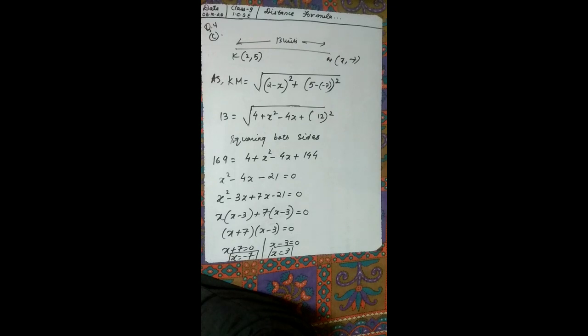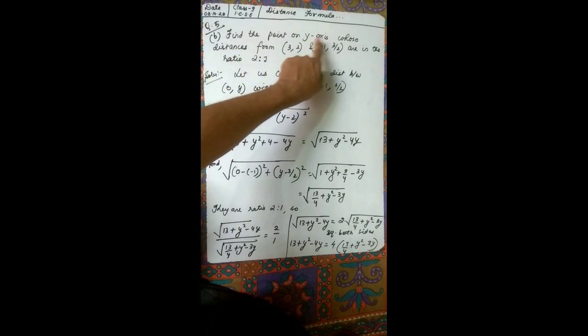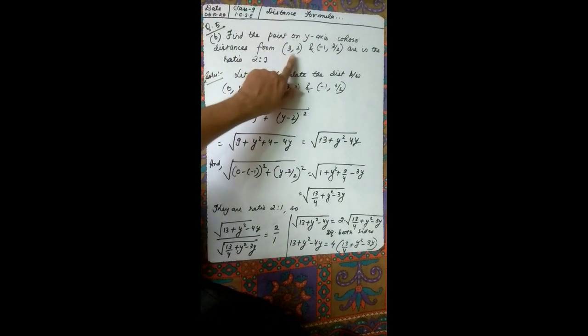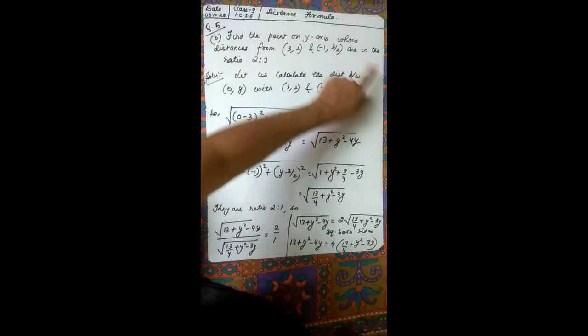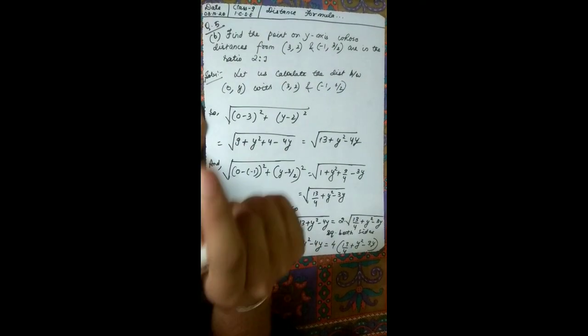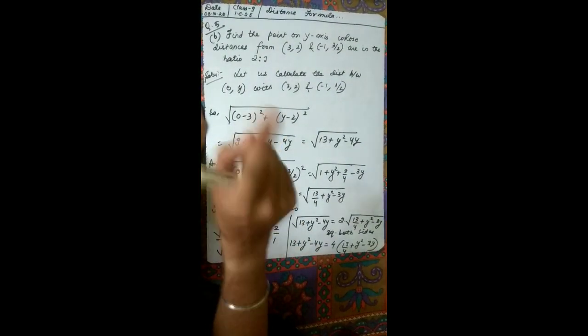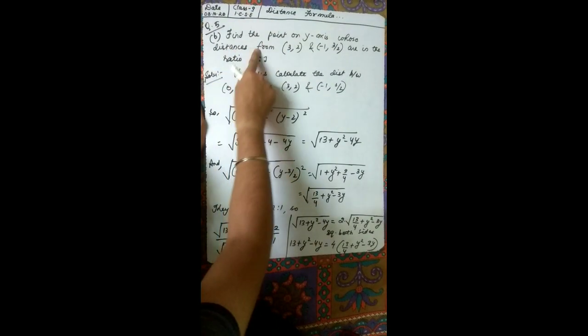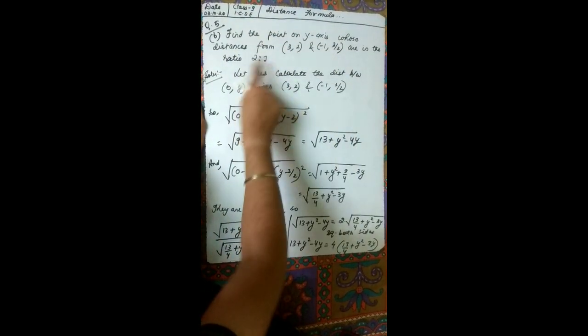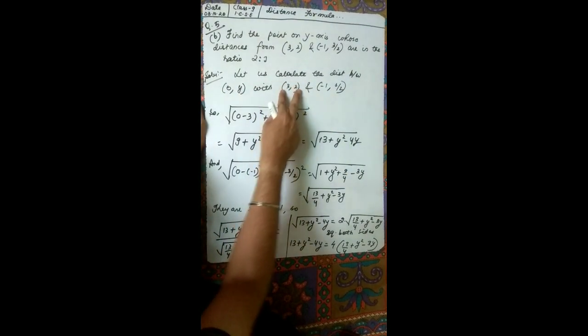Okay, coming to the next question. Question number 5 B. Find the point on y-axis whose distance from (3, 2) and (-1, 3/2) are in the ratio 2:1. So we need to find a point on y-axis. If we want to find the point on y-axis, that point will be (0, y), whose distances from these 2 points are in the ratio 2:1. So let us first calculate the distance between (0, y) and this point and this point.